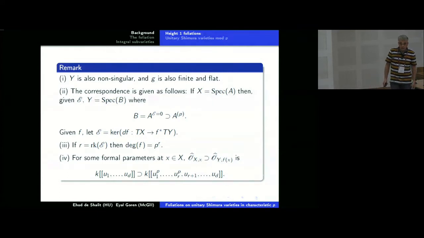And what you can also guess is that you can always find around a point x in X a good system of parameters, u_1 up to u_d, so that the map from X to Y, formally locally, looks like the map written there. The first r you raise to the power p, and the d minus r last ones you leave. Fine.